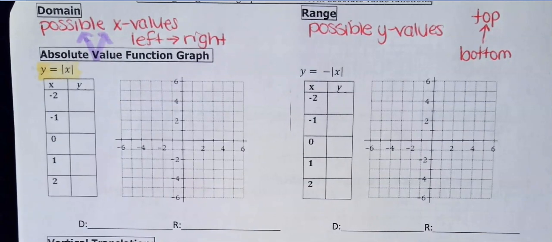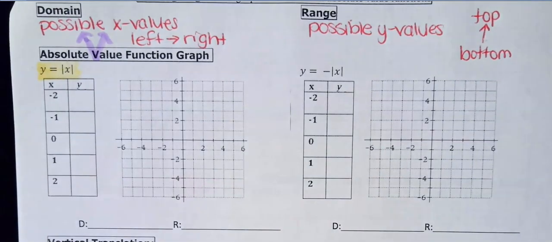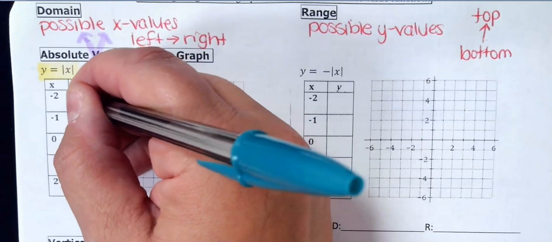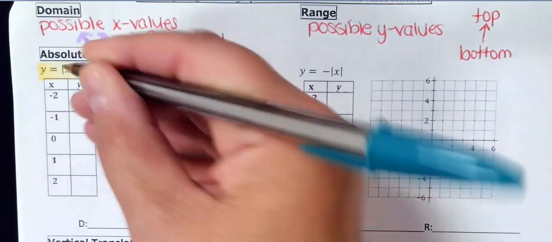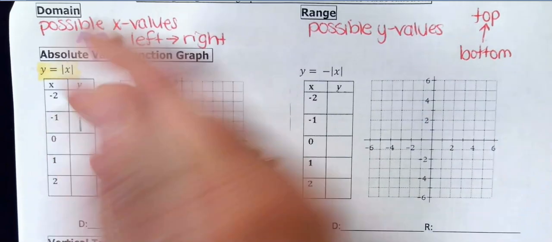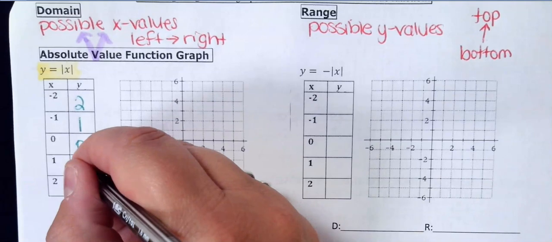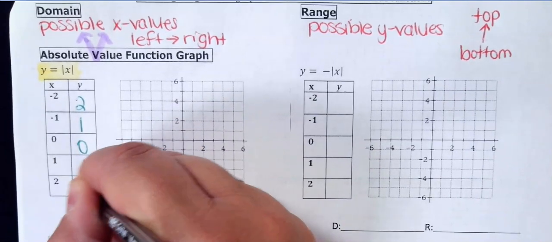We're going to start with what we call the parent function, which is the most basic version of the function. So y equals just the plain absolute value of x, nothing added, subtracted, or multiplied, just y and x. For this one, I'm going to make a table. If you plug these values in for x, it should make everything positive. If I plug in -2, the absolute value of that is 2. If I plug in -1, the absolute value is 1. Plug in 0, that stays 0. Any positive number just stays positive. If I plug in 1, that stays 1. If I plug in 2, that stays 2.